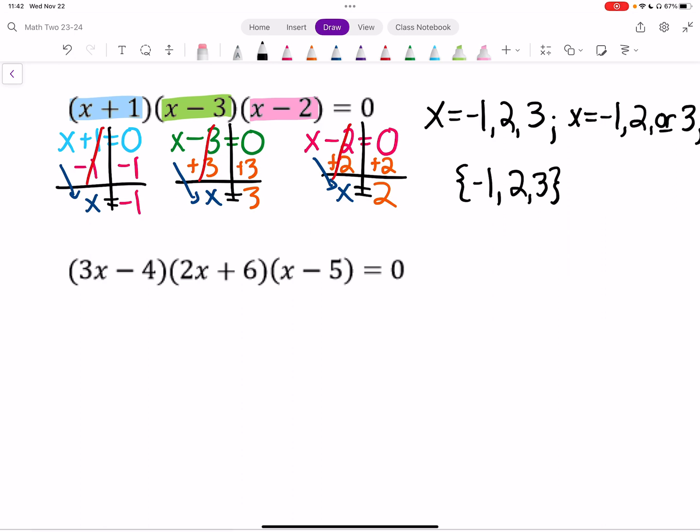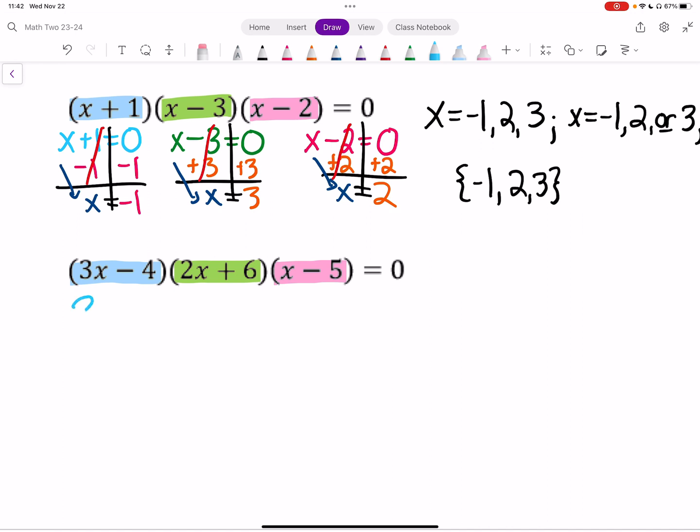What I'd like you to do before you take a break or move on to the second lesson video is go ahead and try this on your own. These ones are a little more difficult. Notice there are 3 factors, so you need to write 3 equations. If you'd like to pause the video for a second and then check your work, that may not be a bad idea.